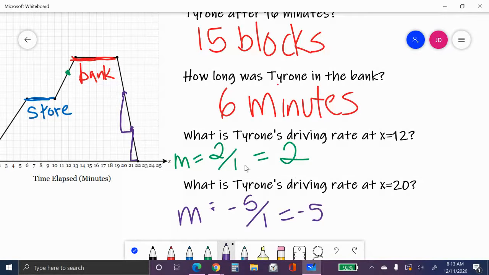All right. So that's it for today's lesson. Again, we're taking a look at the scenario, reading a graph, and interpreting some information from that scenario to be able to answer the questions.